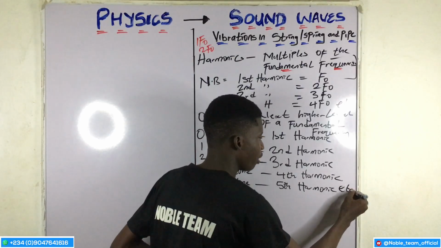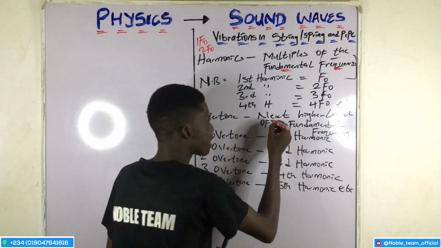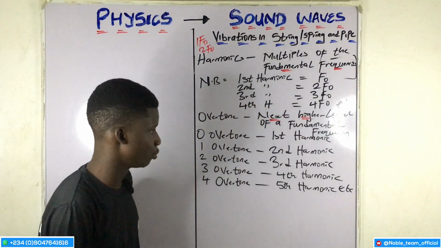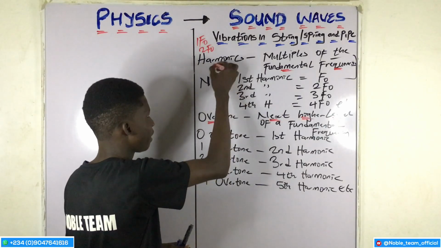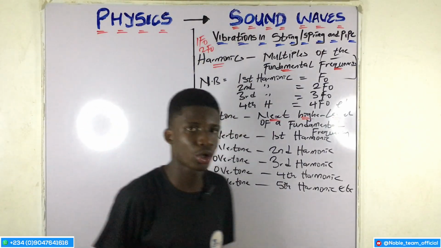Etc. Okay, good. This is what this point is trying to explain. Next higher level. So I've explained overtone and explained harmonic for you. Now let's move into vibration in pipe.